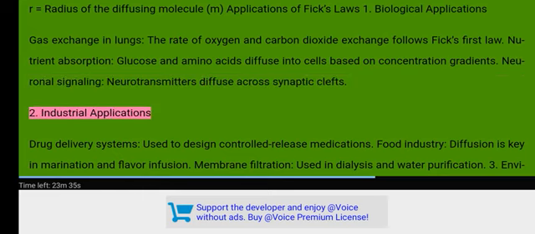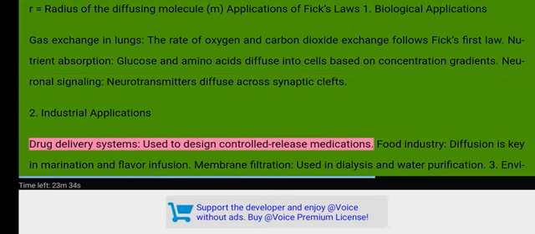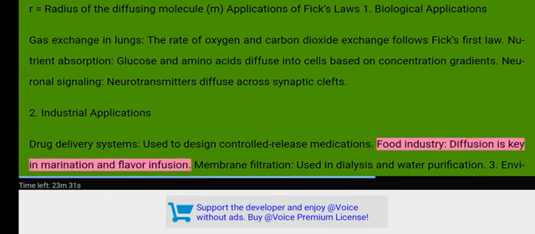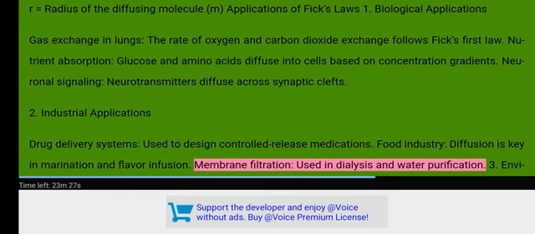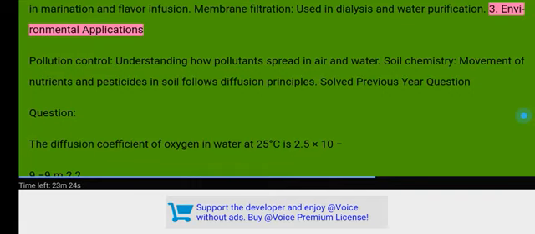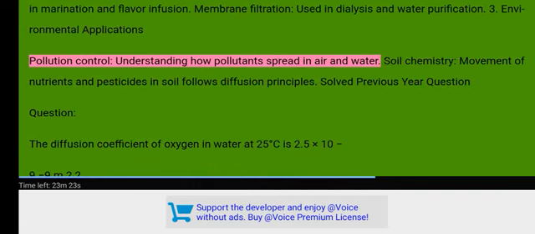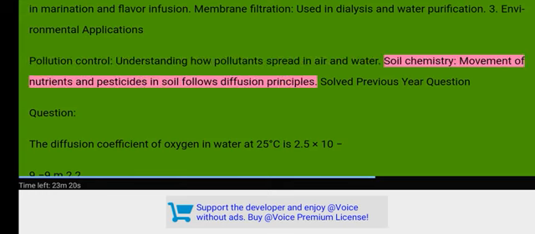2. Industrial applications. Drug delivery systems are used to design controlled release medications. Food industry: diffusion is key in marination and flavor infusion. Membrane filtration is used in dialysis and water purification. 3. Environmental applications. Pollution control: understanding how pollutants spread in air and water. Soil chemistry: movement of nutrients and pesticides in soil follows diffusion principles.